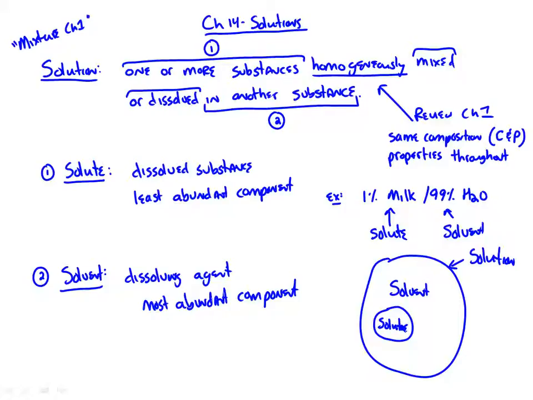And when we talk about most abundant and least abundant component, that's because we can have things like, for instance, well, let's talk about vodka.